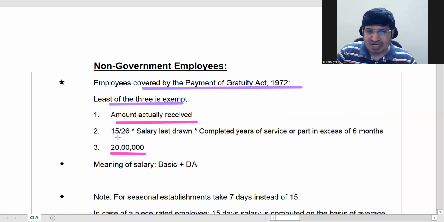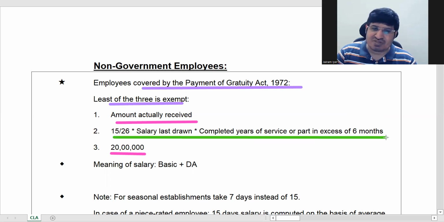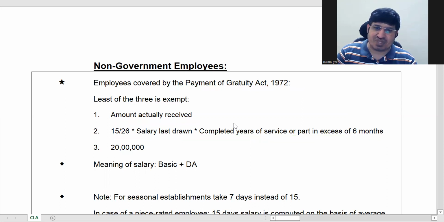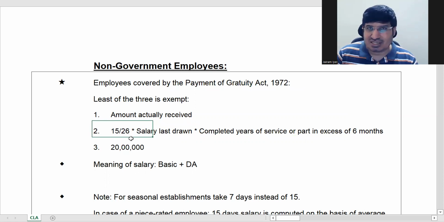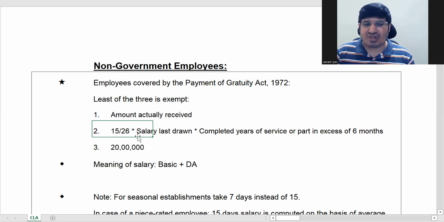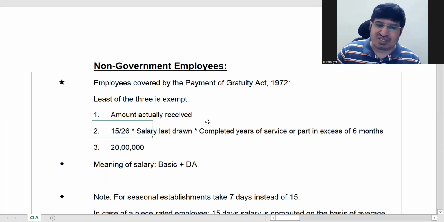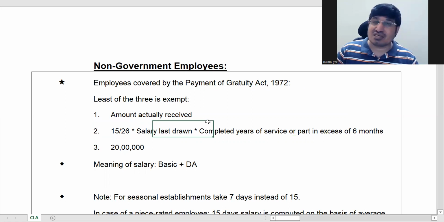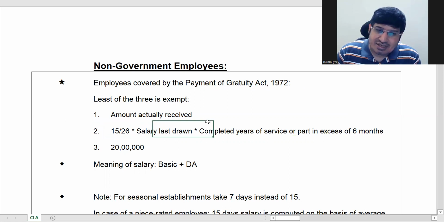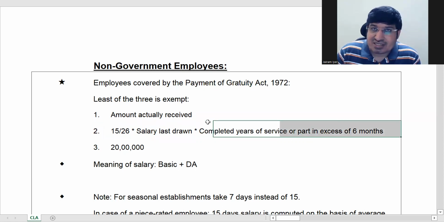It says 15 by 26 into salary last drawn into completed year of service or part in excess of 6 months. Okay. इसका मतलब ये है 15 by 26 is 15 by 26. 26 basically is take off 4 Sundays, then you get 26 roughly in a month, correct? So 15 by 26 into salary last drawn, whatever is his salary during the last month, okay? Into completed year of service or part in excess of 6 months.